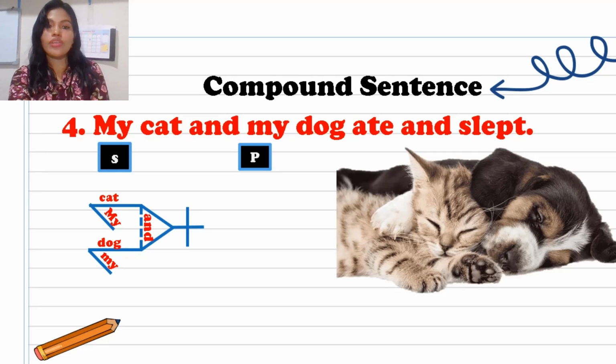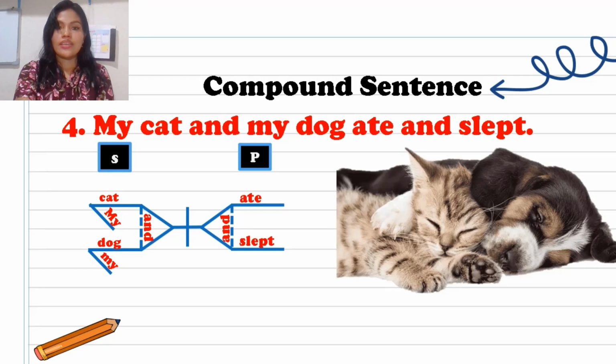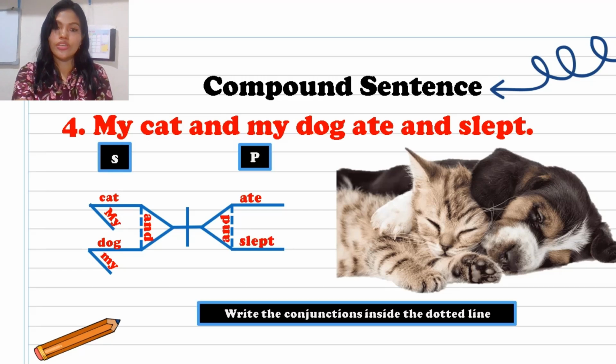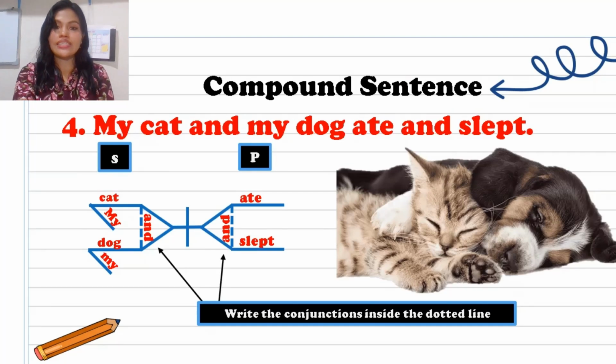On our right side, we create another one for placing our predicate or verbs. In this case, we have two, "ate" and "slept," and our conjunction on the dotted line. Notice the conjunction is written inside the dotted line, right? It is important to identify the subject and predicate in a sentence to create a good sentence diagram. Remember, it makes sense.